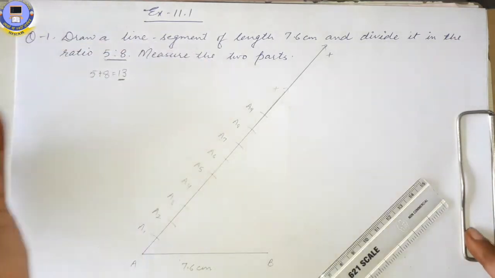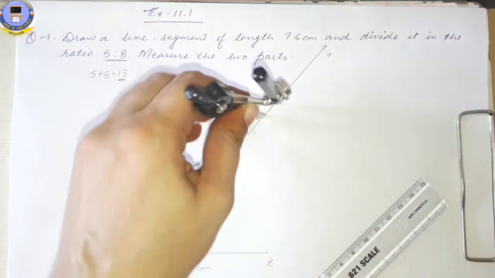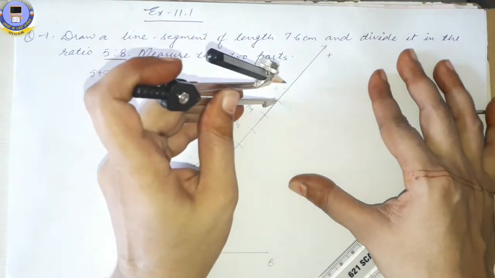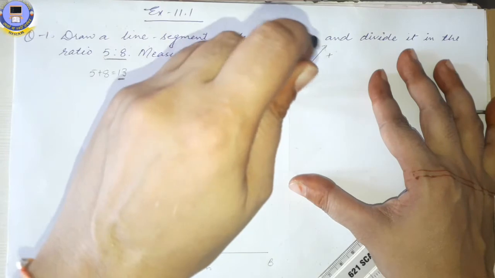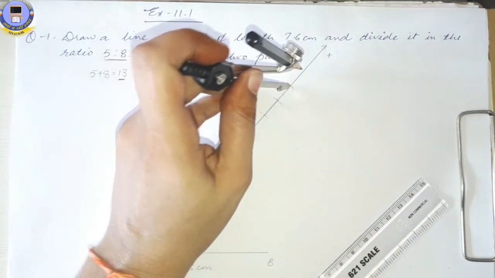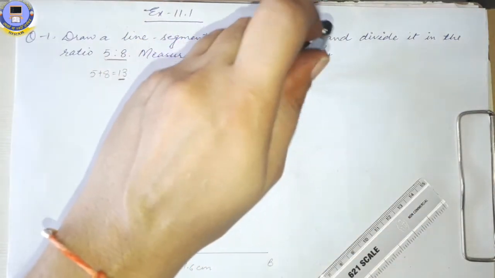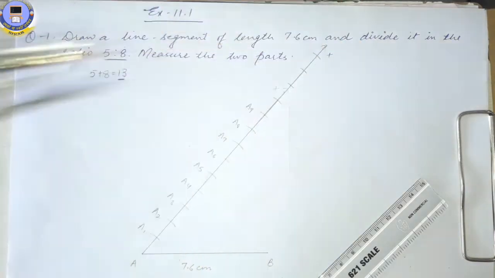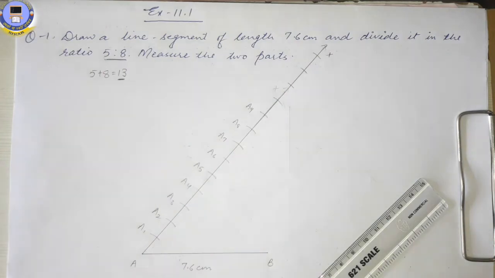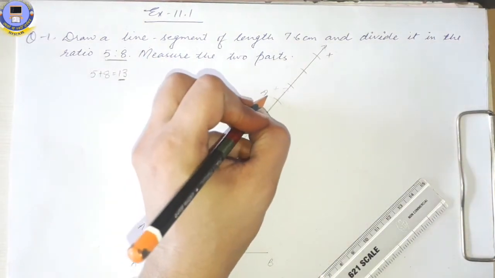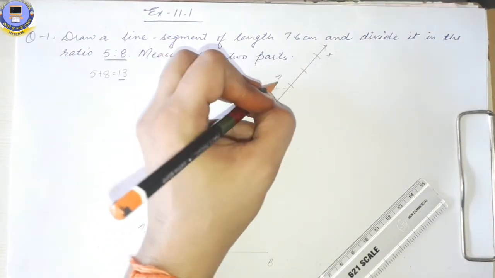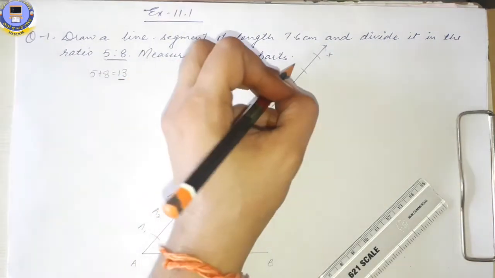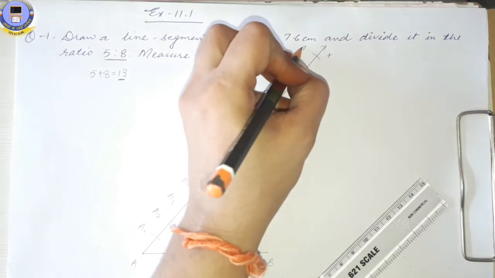So I have produced it. After A9, A10, A11, A12 and A13. In this way we have cut 13 equal arcs starting from point A to A1, then A1 to A2, and so on, A12 and A13.